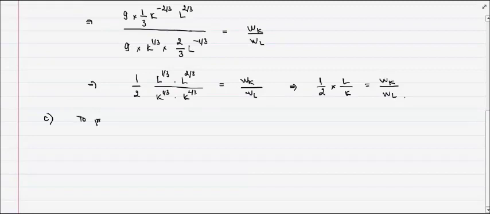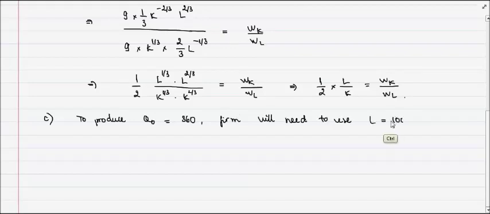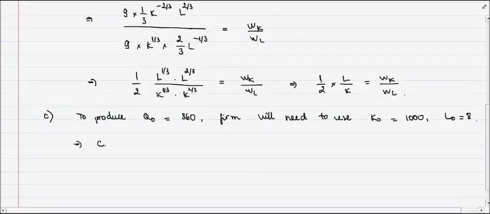Okay, so to produce Q0 equal to 360, the firm will need to use K equal to 1,000 and L0 equal to 8. Okay, so therefore the cost of production C0 is going to be equal to the price of capital, which is WK, times the amount of capital used, plus the price of labor times the amount of labor.